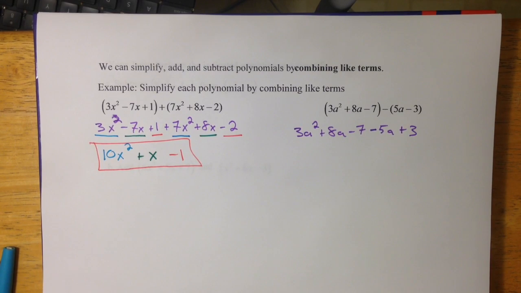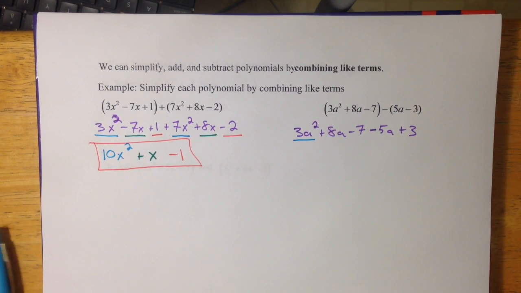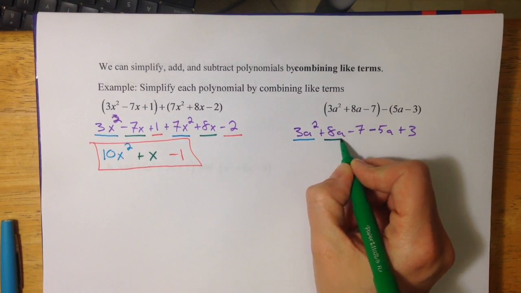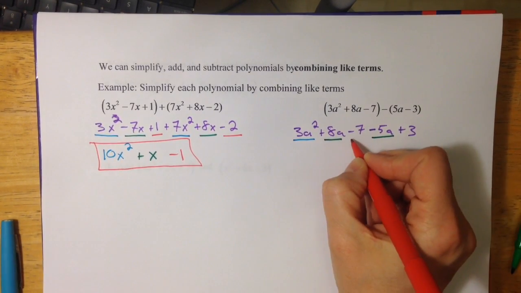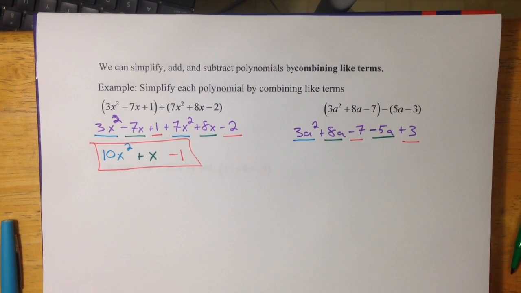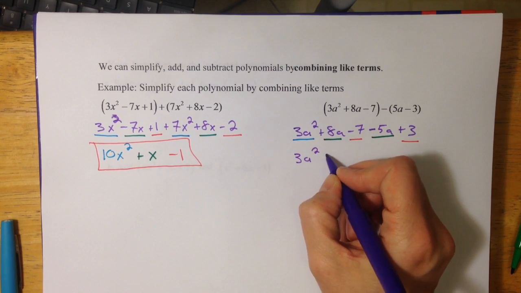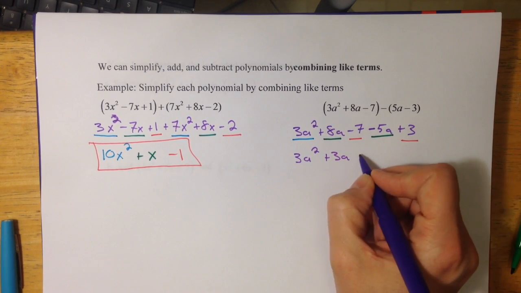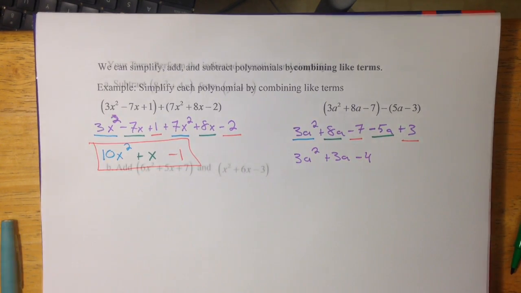Now that we've taken care of the negative sign, we can see if there's any like terms to combine. One of my terms is a 3a squared, but there's no other a squared things, so it looks like it's the only one. Then I have an 8a and a negative 5a, so I'll be able to combine those. And I have a negative 7 and a positive 3, which I'll be able to combine. That will give me, in the end, 3a squared, 3a, and negative 4, since negative 7 plus 3 is negative 4.